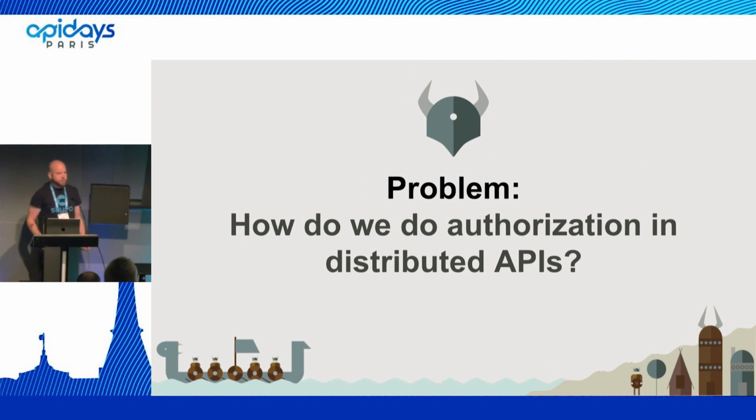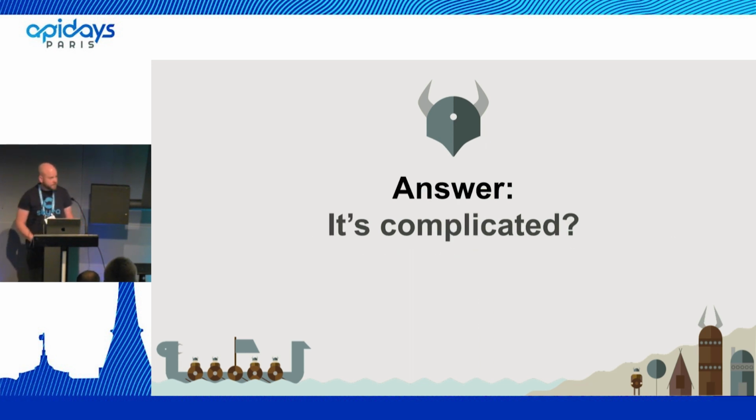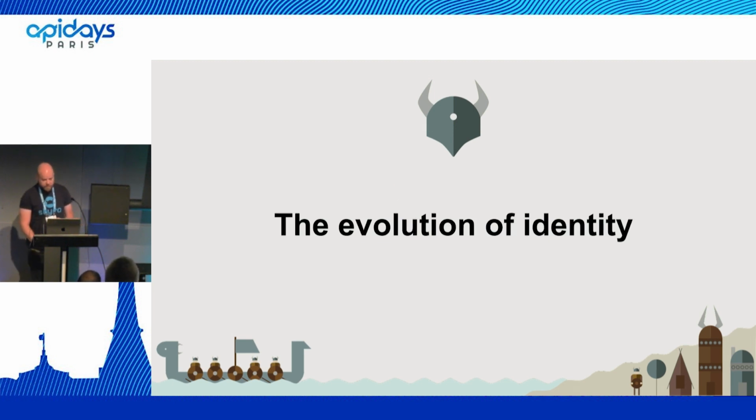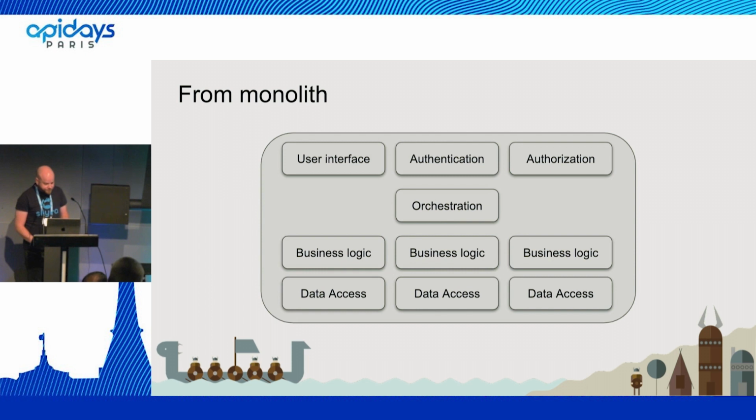So what's the problem we're trying to solve here? The problem we're going to look into today is basically this: how do we do authorization in distributed APIs? And the answer is, it's kind of complicated. I think we got a few hints of that from the previous talk here. Before we jump into authorization, since my background is in identity, I just want to give you a glimpse into what that looks like.